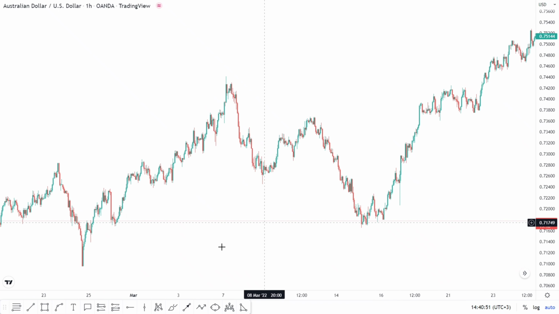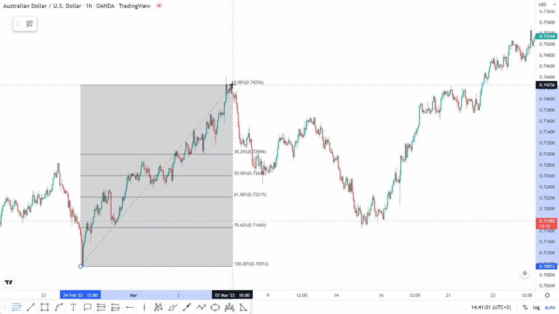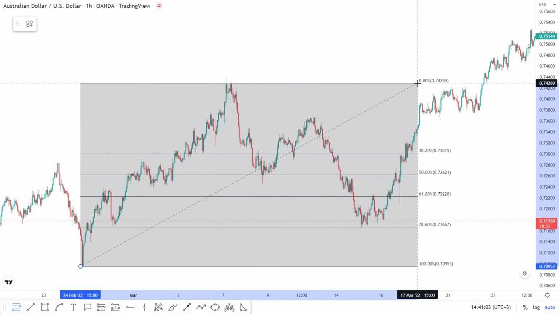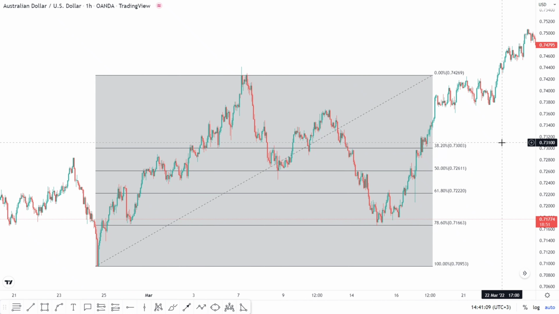You need to always mark with the Fibonacci tool. So take your Fibonacci retracement tool, drag it from the previous low to the next high and extend it. And there's a video that I did on Fibonacci. I'll link the video in the description.